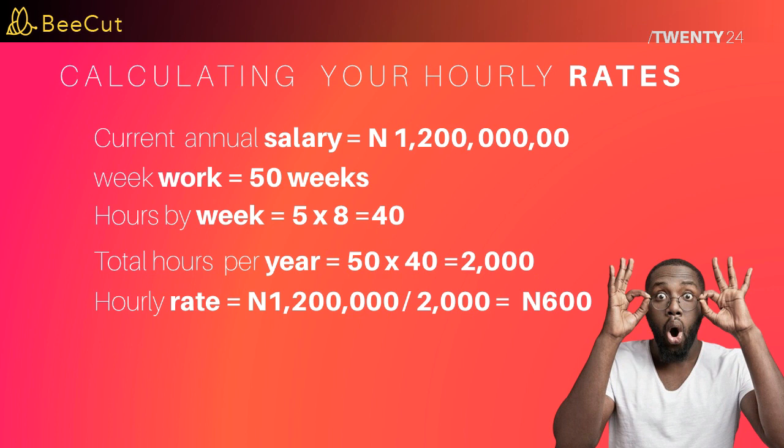Okay, this might be applicable to those already in the field or those starting out. Maybe in this part of the world we don't actually do hourly rate per se, but this is just a rough sketch. This is done in naira. This is calculating an hourly rate for someone that earns 1.2 million naira annually. That translates to about 100,000 monthly.